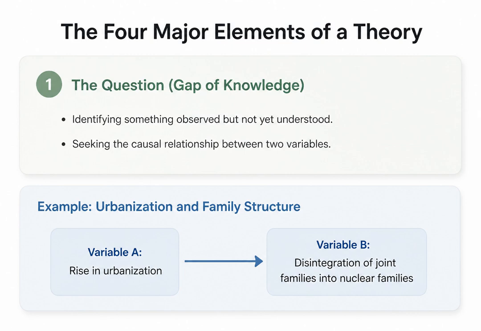For example, a researcher in India might observe that as urbanization rises, joint families are disintegrating and nuclear families are becoming the norm. The gap of knowledge is the how, or why. What is the causal mechanism linking urbanization to the breakdown of the joint family?